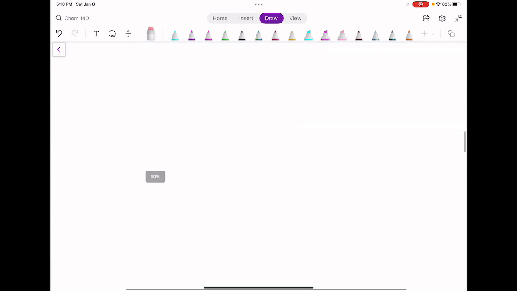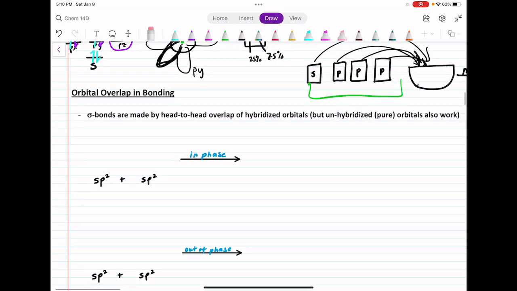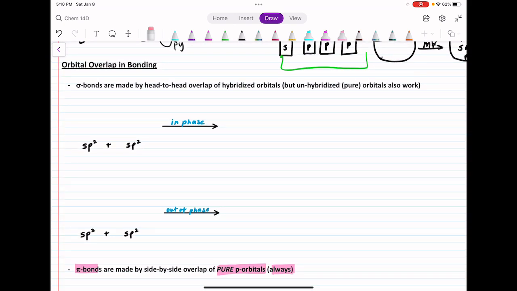Okay, so now we're ready to start looking at orbital overlap and bonding. Sigma bonds are made by head-to-head overlap, and they're typically made of hybrid orbitals, but sigma bonds can be made of any kind of orbitals. We can overlap two pure s orbitals, or two pure p orbitals, in a sigma bond. We can do an sp hybrid orbital with an sp3 hybrid orbital to make a sigma bond. So sigma bonds can be made of head-to-head overlap of pretty much any kind of orbital, hybrid or pure.